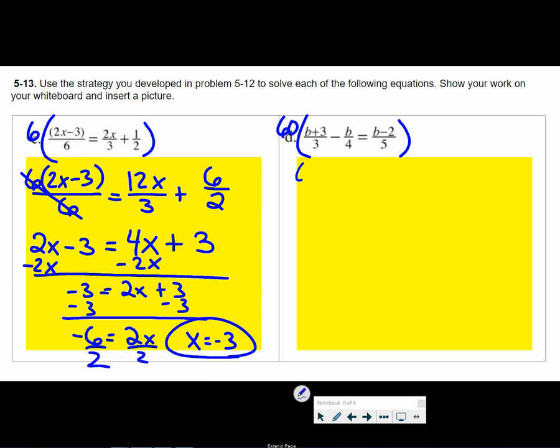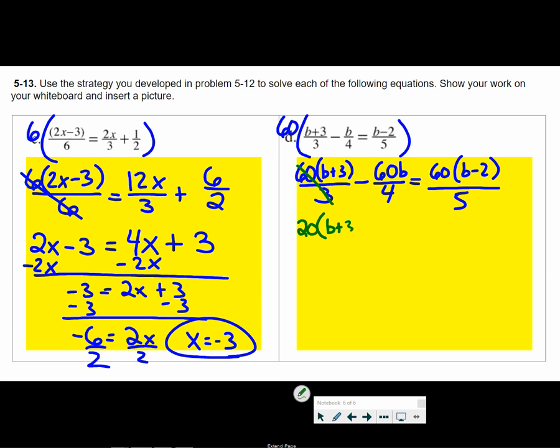So I'm going to rewrite it as 60 times b plus 3 divided by 3 minus 60b divided by 4 is 60 times b minus 2 divided by 5. So then I'm going to divide first. So 3 goes into 60 20 times. So I get 20 groups of b plus 3 minus 60 divided by 4 is going to be 15. 5 goes in 12 times. So we get 12 groups of b minus 6.